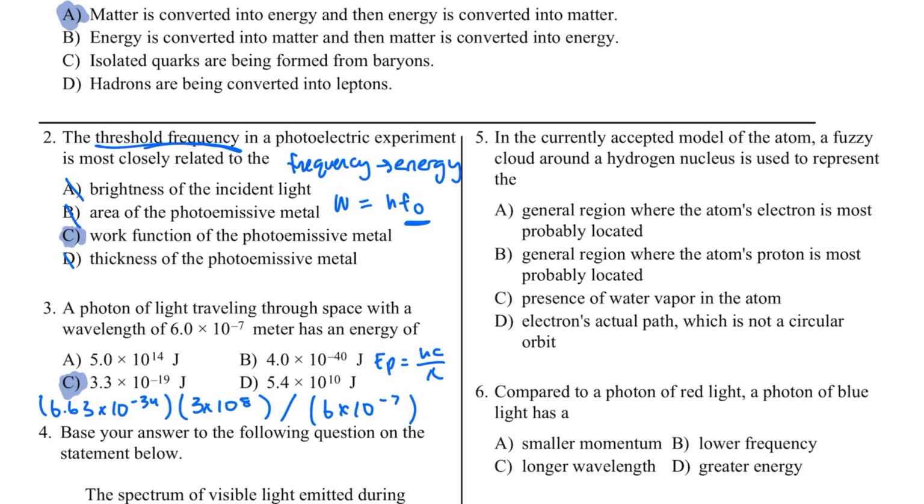Number 5. In the currently accepted model of the atom, a fuzzy cloud around a hydrogen nucleus is used to represent the what? So a fuzzy cloud is a part of the modern model being used for electrons. Let's immediately eliminate B because these models talk about electrons, not protons. And let's also eliminate C because water vapor doesn't make sense. Now, A is the correct answer because the modern model says that these clouds are where electrons most likely exist and they do not travel in fixed paths, which is why choice D is wrong. The model where electrons travel in fixed paths is the Bohr model.